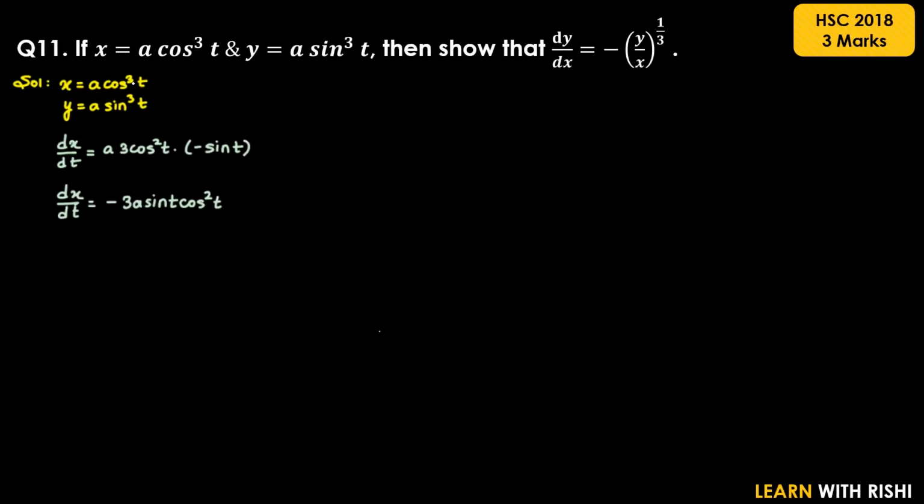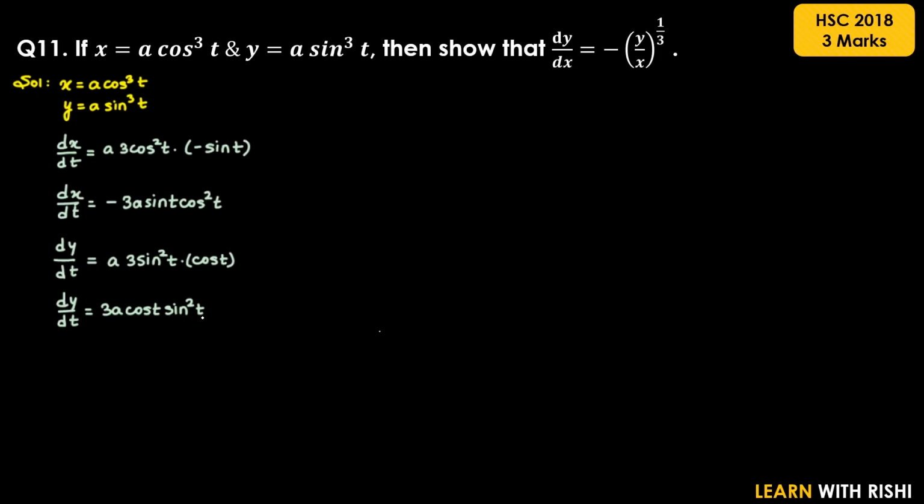So a is constant. The derivative of cos cube t is nothing but 3 cos square t into the derivative of cos t, that is minus sin t. So after rearranging this, we get minus 3a sin t cos square t. Same way, dy by dt: a is constant, 3 sin square t into the derivative of sin t, which is cos t. After rearranging, we get 3a cos t sin square t.